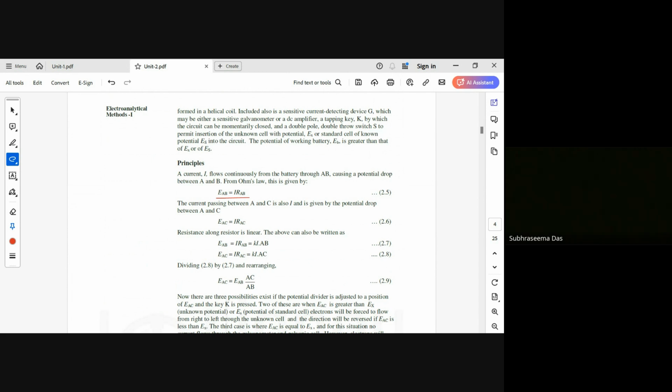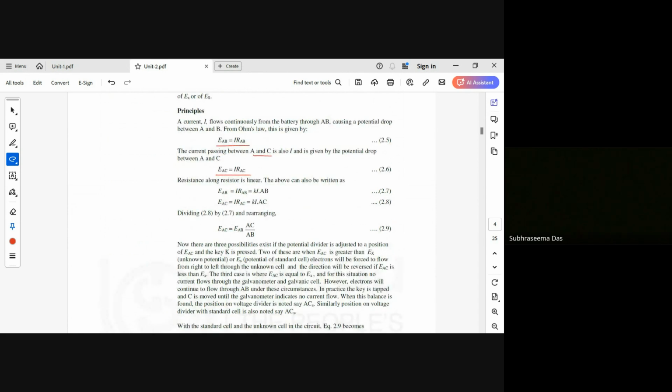Now, the current passing through A and C is also I, and the potential between A and C is given as EAC equal to I RAC. So first we find E of AB and then E of AC. We can write both equations as EAB equal to I RAB, or K I AB, and EAC equal to I RAC, or K I AC. Now, when we divide equation 2.8 by 2.7, we get EAC equal to EAB times AC by AB.